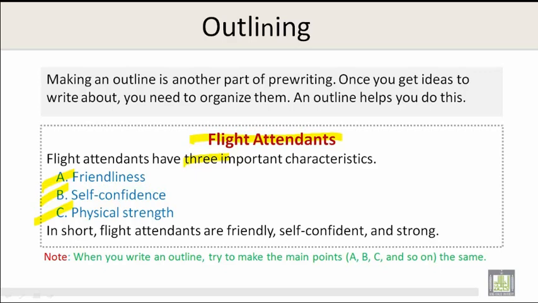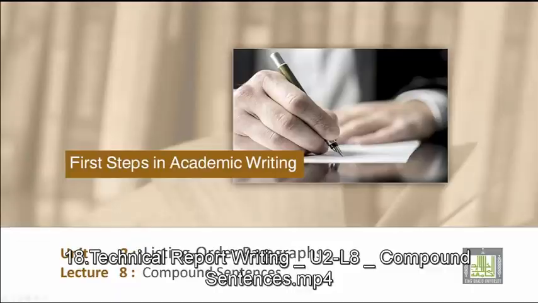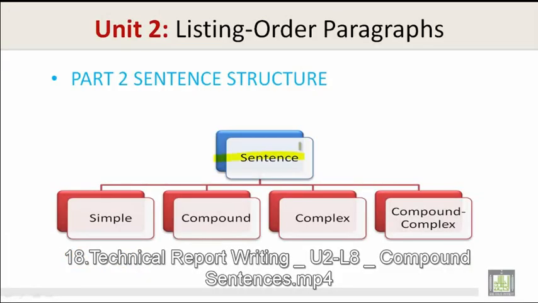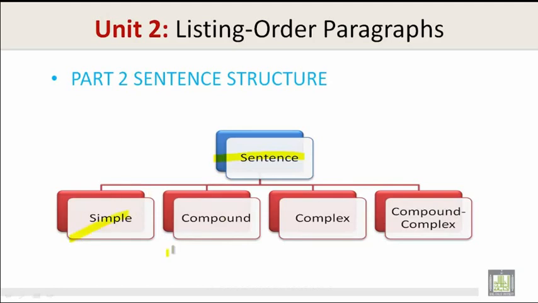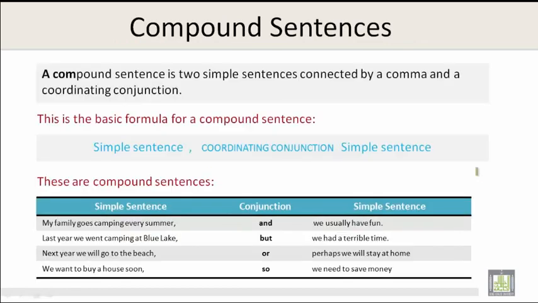When you write an outline, try to make the main points A, B, C, and so on the same. Part 2. Sentence structure. There are different kinds of sentences, such as simple, compound, complex, and compound complex. A compound sentence is two simple sentences connected by a comma and a coordinating conjunction.